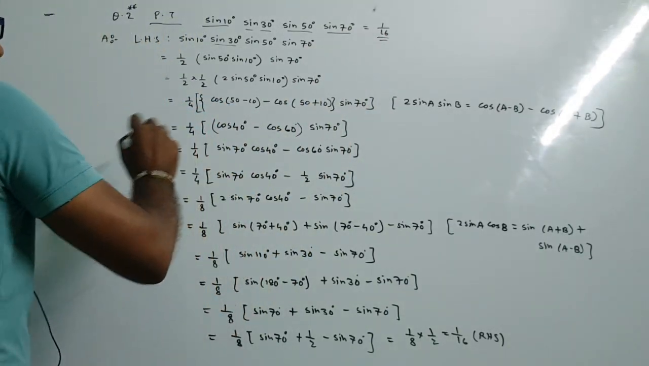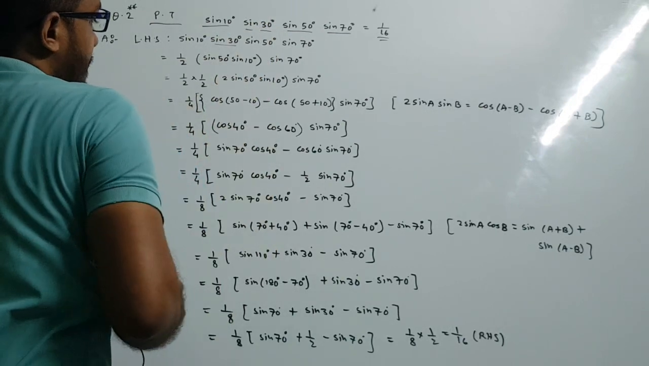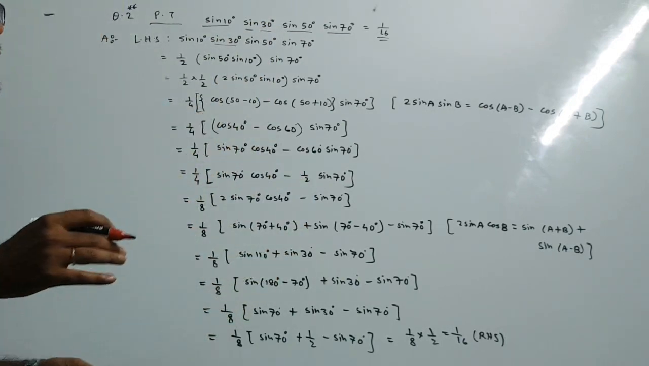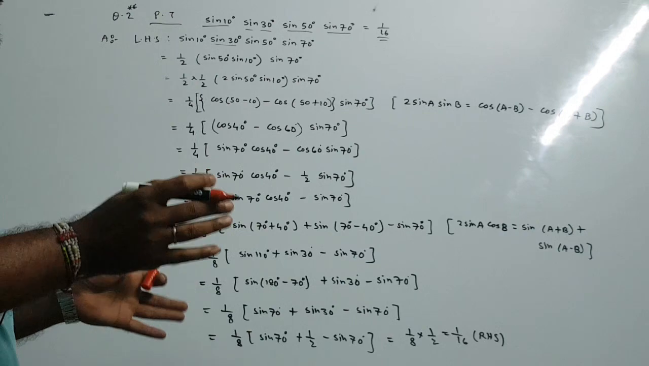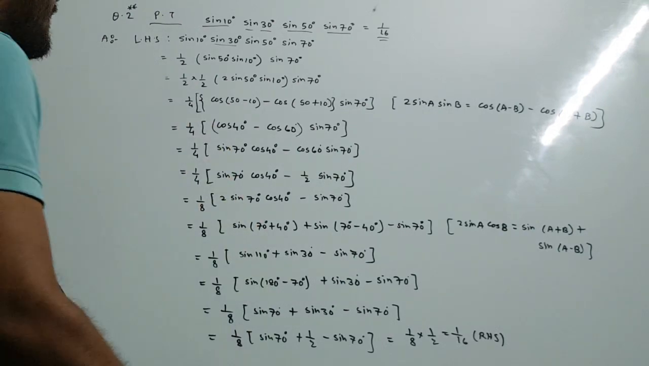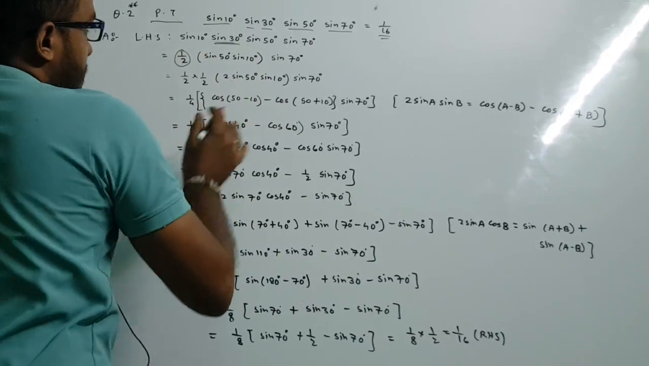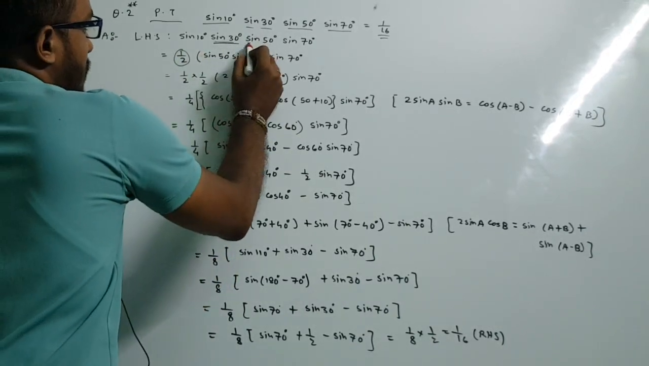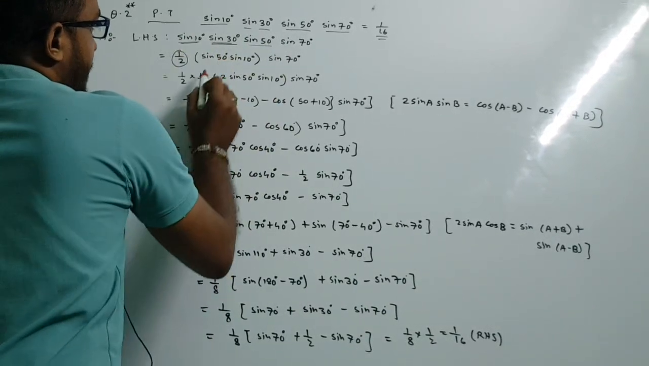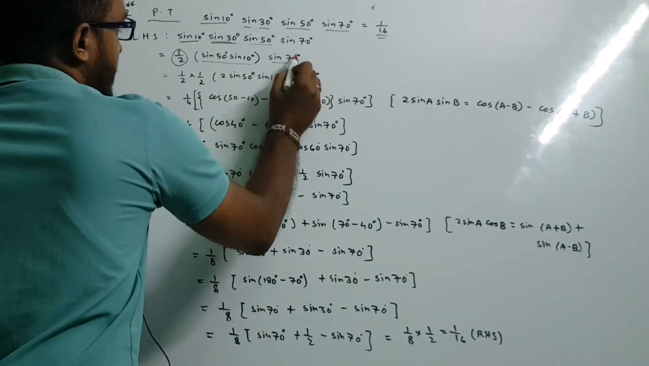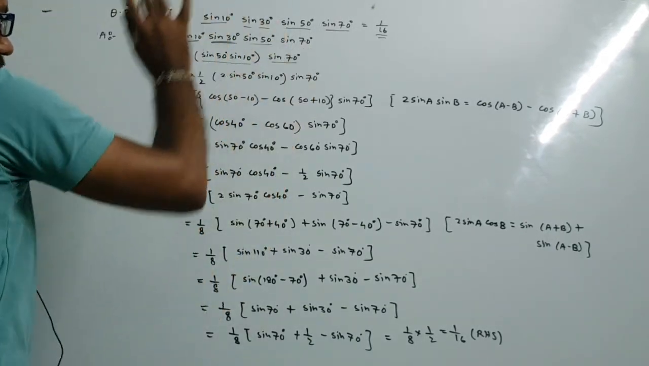So see, how to solve this type of problem? You need proper grouping, and that grouping should be based on your observation. We know the value of sin 30, that is 1 by 2. There is no problem about this. Now group sin 50 and sin 10, and keep sin 70 as it is.